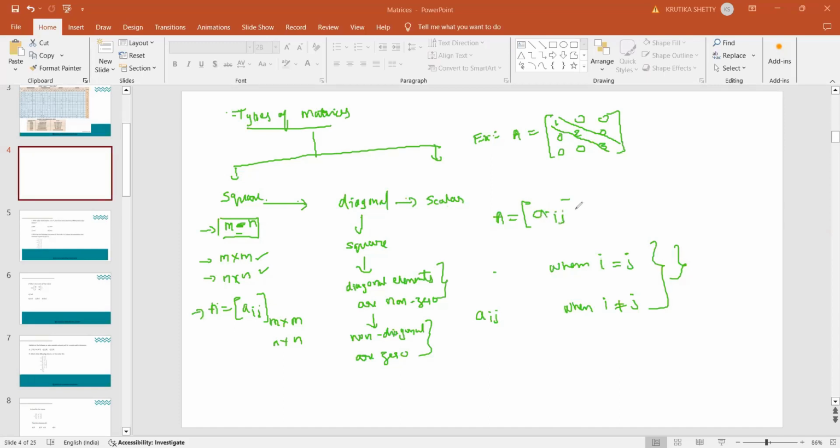A scalar matrix is also a square matrix, so we write it as A equal to aij, m cross n. We will discuss it in both ways. See, in a scalar matrix aij will be equal to a constant, and all the other elements will be equal to 0. The meaning of this is: i equal to j means diagonal elements. So the diagonal elements aij equal k when i equals j, meaning the diagonal elements will have one constant value, and aij equals 0 when i is not equal to j.